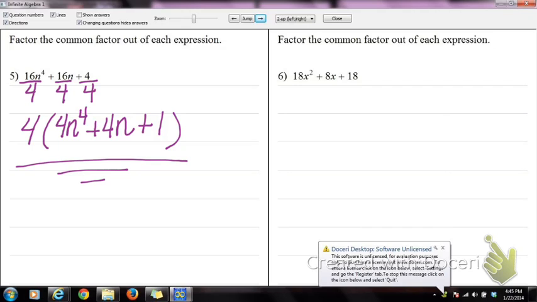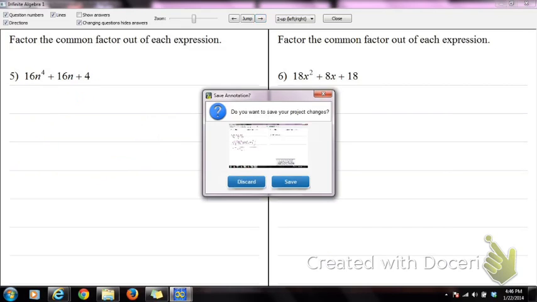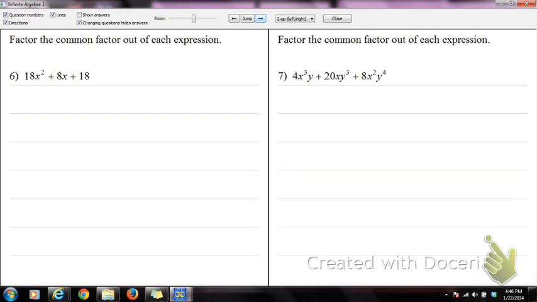Let's go to one that has a variable in it. Let's look at number 7. It's a little bit different because it has two variables, an x and a y, but we're still trying to find our greatest common factor. So look at your smallest number, 4. Does 4 go into 20 and into 8? Yes, it does. So 4 is part of our greatest common factor.